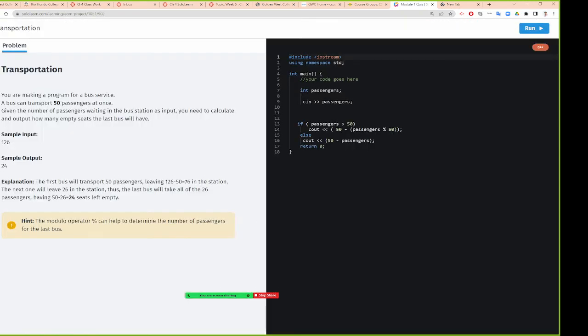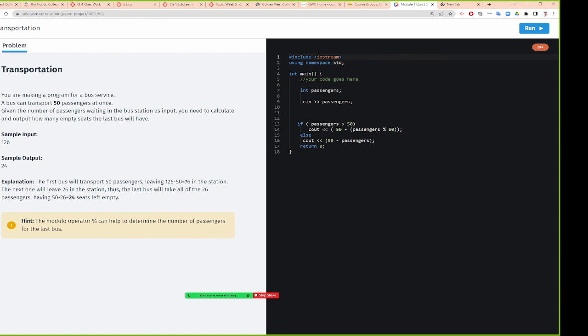There's a problem right here. Transportation. You are making a program for the bus service. A bus can transport 50 passengers at a time. So given the number of passengers waiting at the bus station as input, you need to calculate and output how many empty seats the last bus will have.